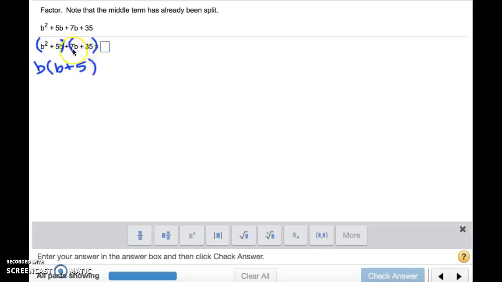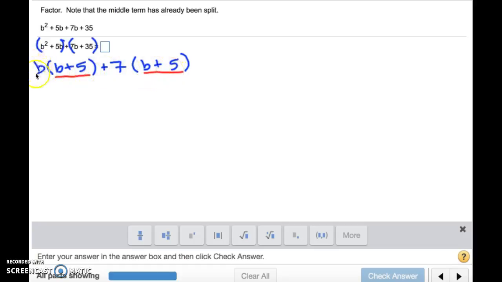Now, in the second set of parentheses, they don't have a b in common, but they do have this 7 because I know that 35 is divisible by 7. So I'm going to have this plus sign out in front and factor out the 7 from each of those terms. And when I do that, the 7b divided by 7 is going to just leave b, and 35 divided by 7 is just going to be 5. Now, if you've done this correctly, what you have in parentheses should match up. So I have this b plus 5 and this b plus 5.